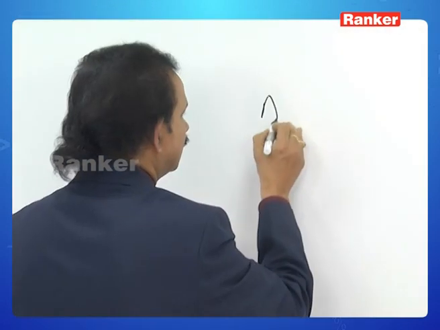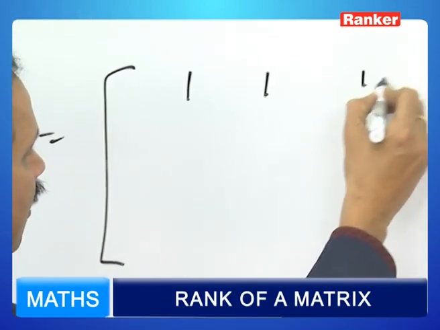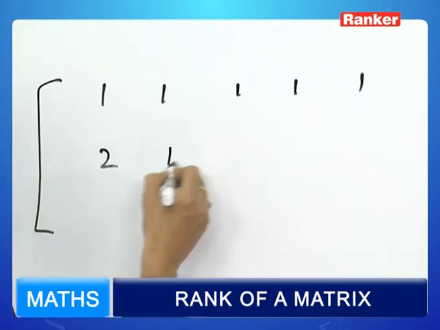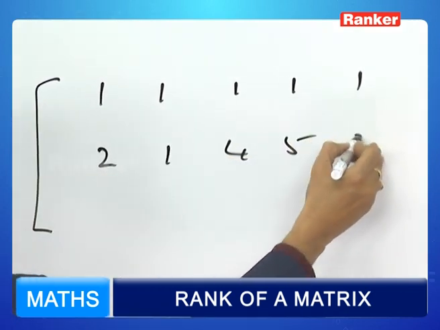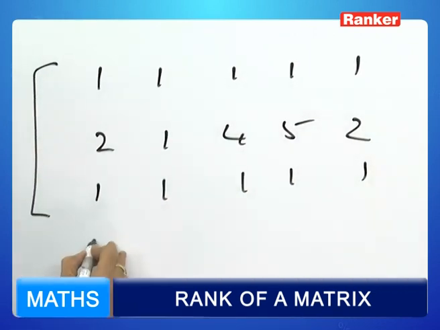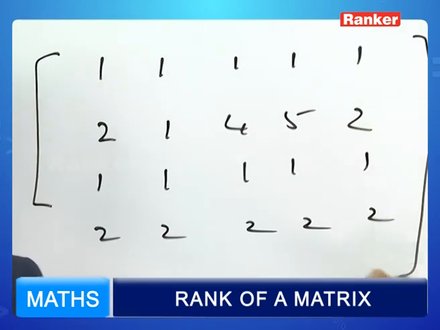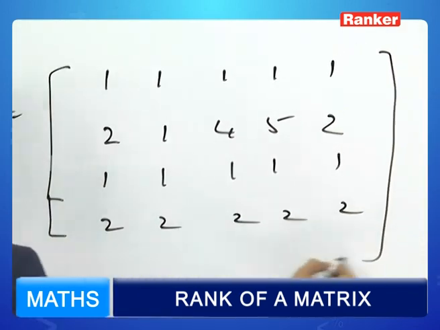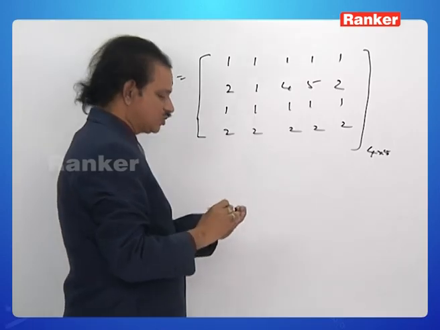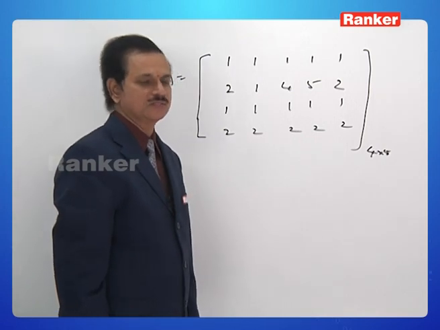Yes, you observe the example. Let A be equal to 1, 1, 1, 1, 1, 2, 1, 4, 5, 2, 1, 1, 1, 1, 1, 2, 2, 2, 2, 2. What is the type of this matrix? 4 by 5. What is your purpose? We want to find the rank of the matrix.